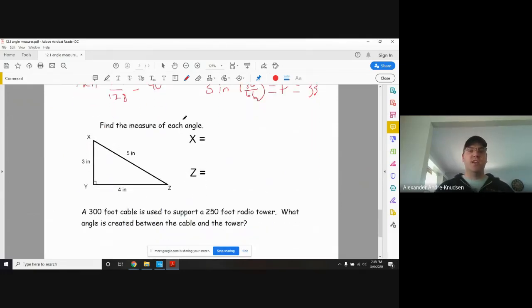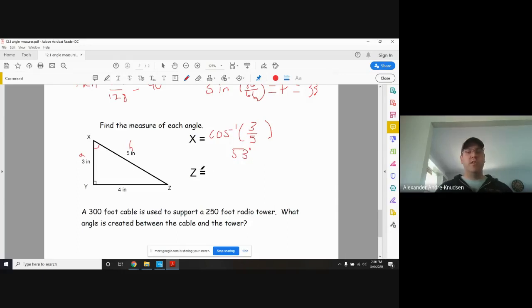Find the measure of each angle. So angle X. Well, we've got all three sides here, so now you can kind of use whichever one you want. Let's start with cosine. We haven't used that one yet. So we've got inverse cosine of, well, cosine of angle x over here. Cosine is adjacent over hypotenuse. Would be the inverse cosine of 3/5. And the inverse cosine of 3/5 is about 53 degrees.